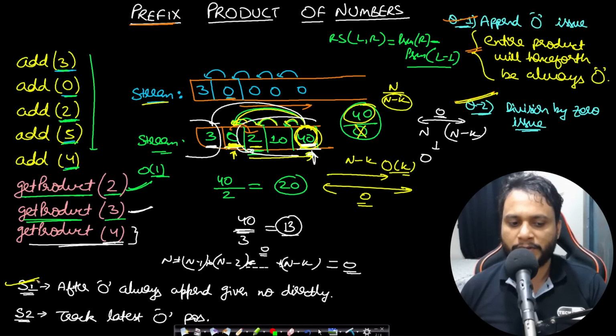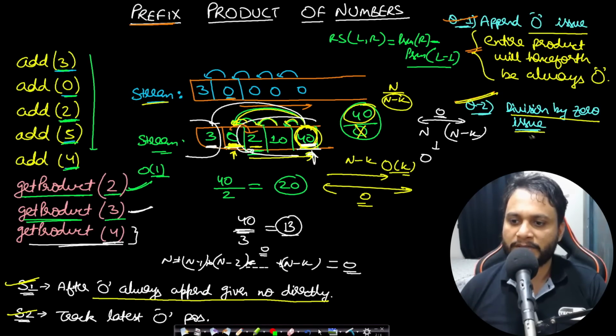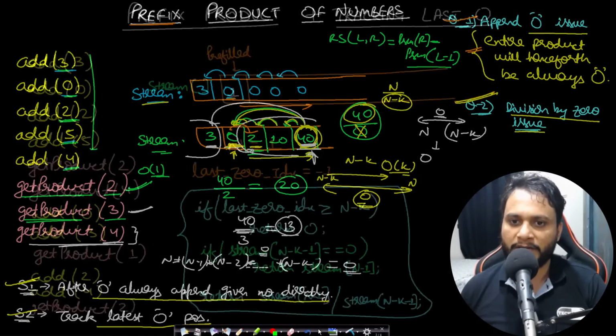So the solution for the append 0 issue was, after 0 always append the given number directly, as we discussed. And the solution for the division by 0 issue is that you have to track if a 0 actually occurred within the range of n to n minus k. You have to track the latest position of 0. If you know the latest index of 0, then you can easily solve the problem. So let me show you all these ideas combined in a dry run.